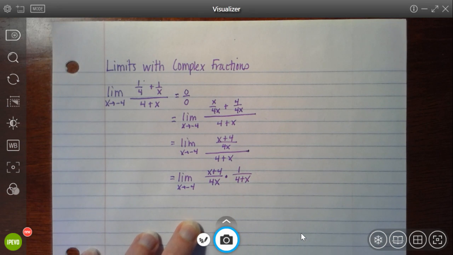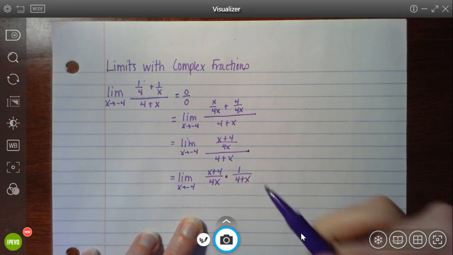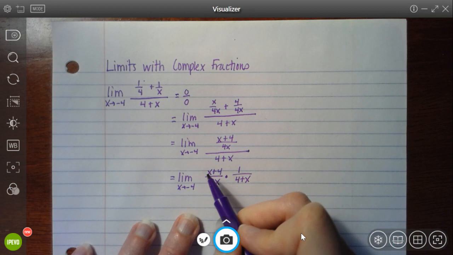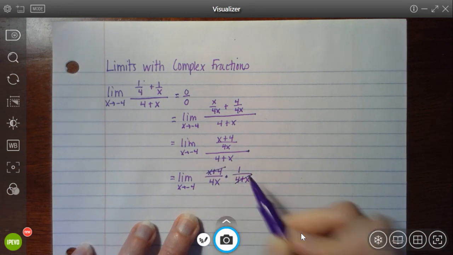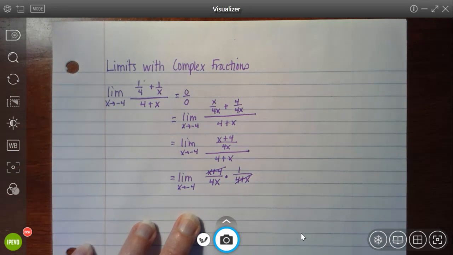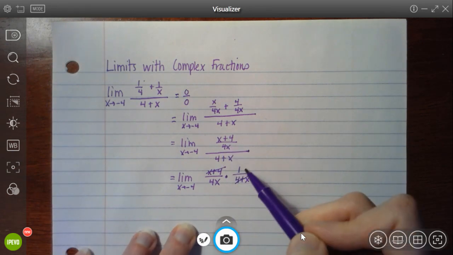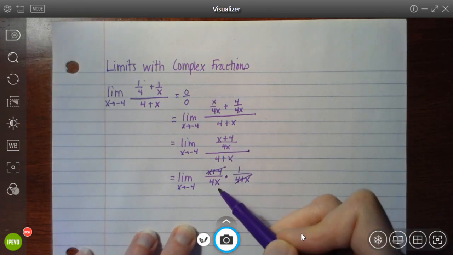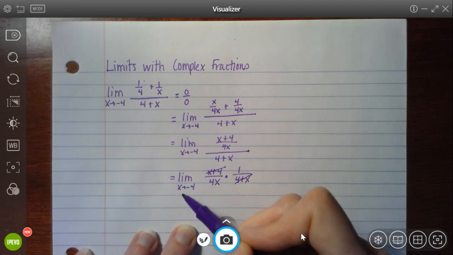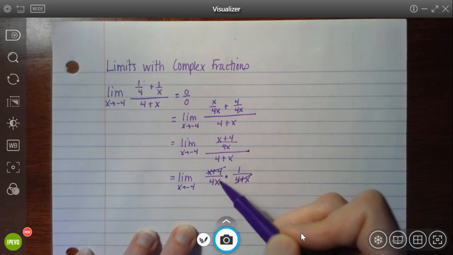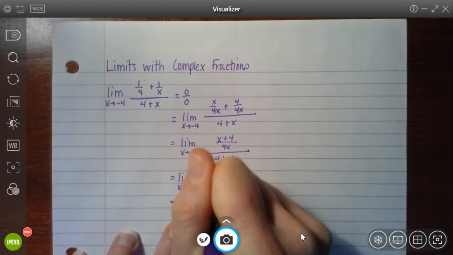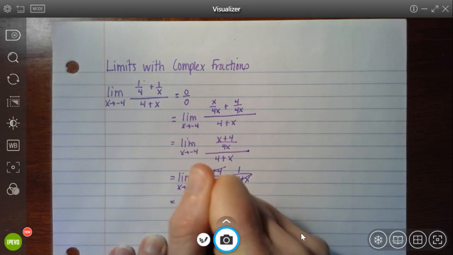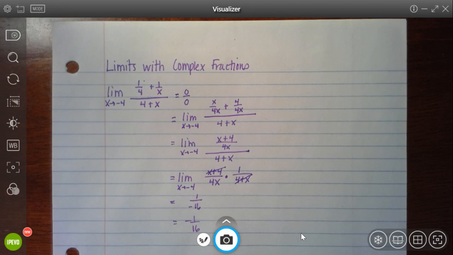What I have now is an example where, again, I can divide out those common factors. I can take this x plus 4 and divide it out with 4 plus x, because we know addition is commutative. So finally, I'm left with just 1 divided by 4x. So now I can go ahead and evaluate my limit, replacing this x with -4, and I'm going to end up with 1 over -16, or better known as -1/16.